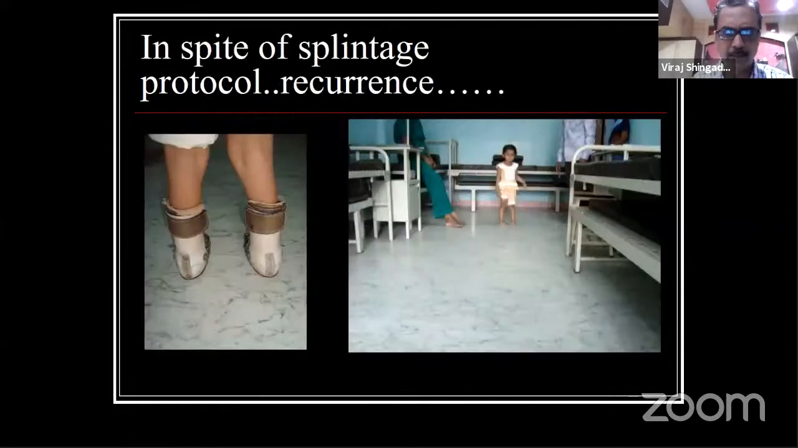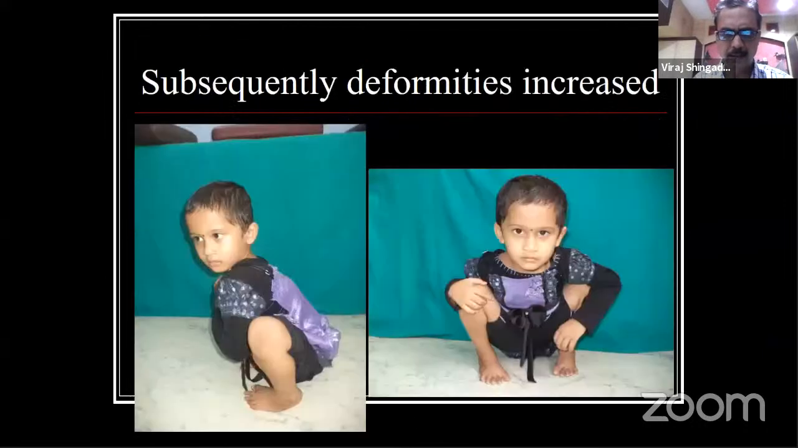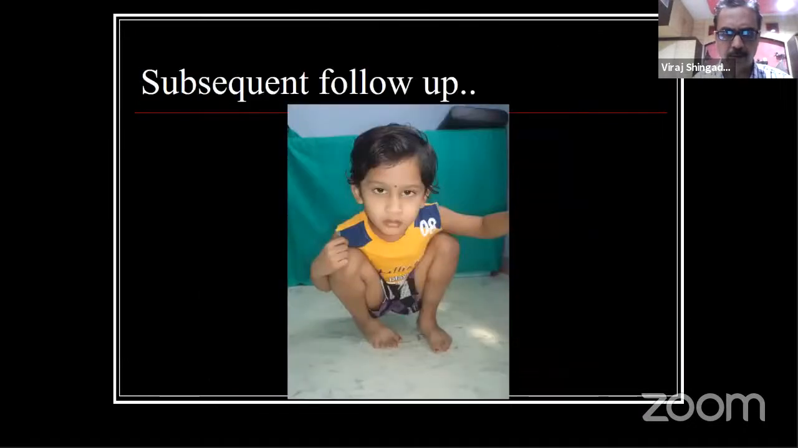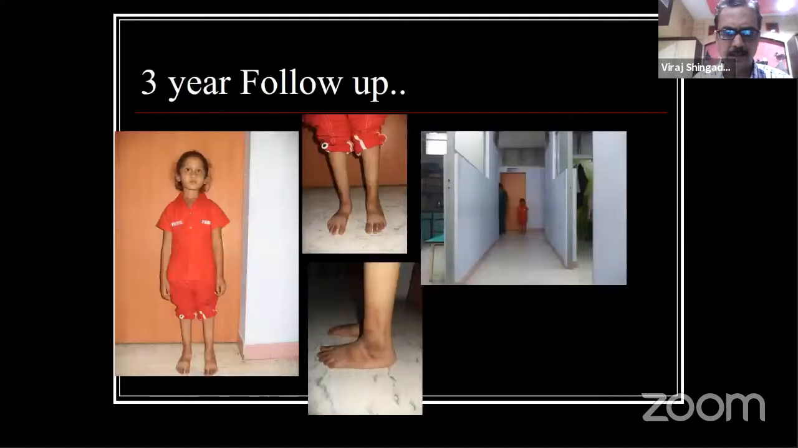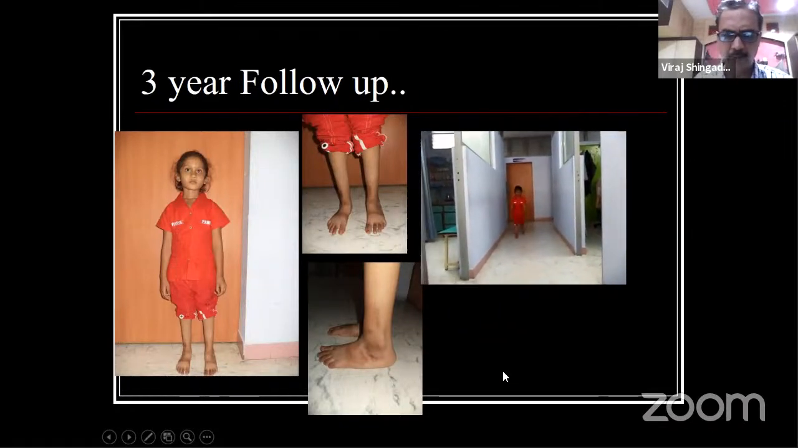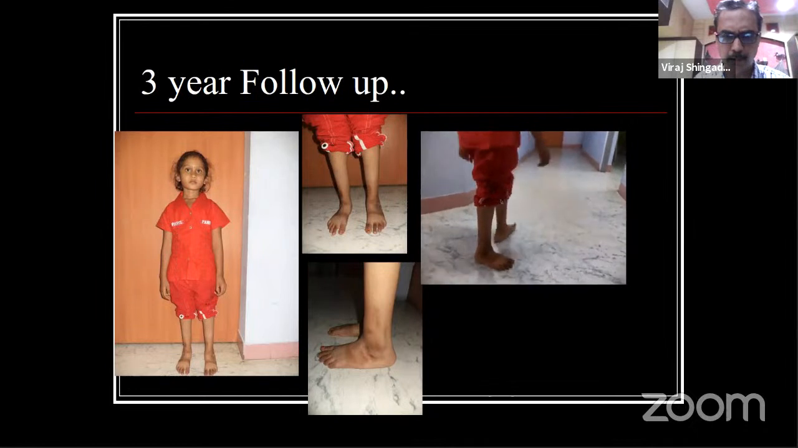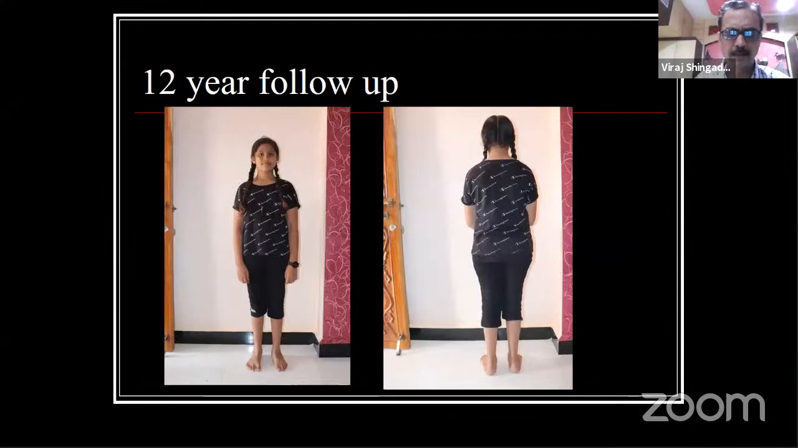In spite of a good splintage protocol and the follow-up, she started getting recurrences, and then subsequently the deformities increased. For the one foot, we had to go ahead with the rotational osteotomy as well, in addition to the dorsal closing wedge osteotomy of the foot. And this is for the other foot also we operated. And this is the correction, and this is a 3-year follow-up of the same girl. And then subsequently we kept her under follow-up. You can see the plantigrade foot, basically a good mobile foot. This is a 5-year follow-up of the same girl, and this is a 12-year follow-up.